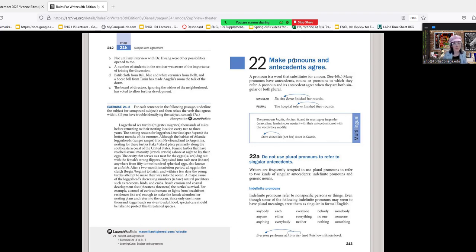So I'm done with subject verb agreement. And so basically, if you have a singular subject, you have a singular verb. If you have a plural subject, you have a plural verb. So you always have to make sure that your subject and verb agree.